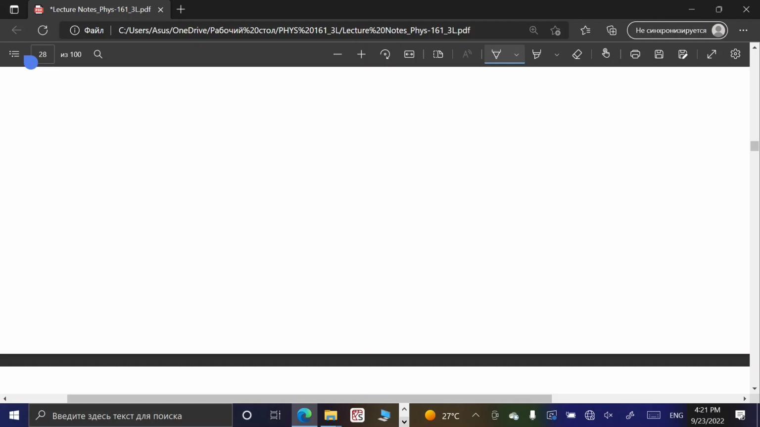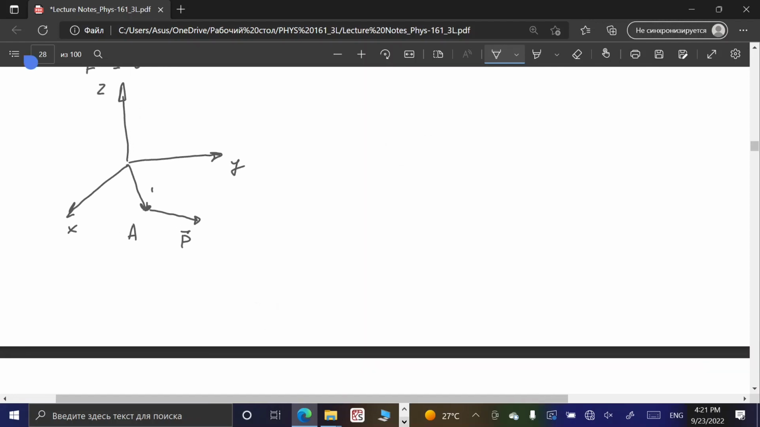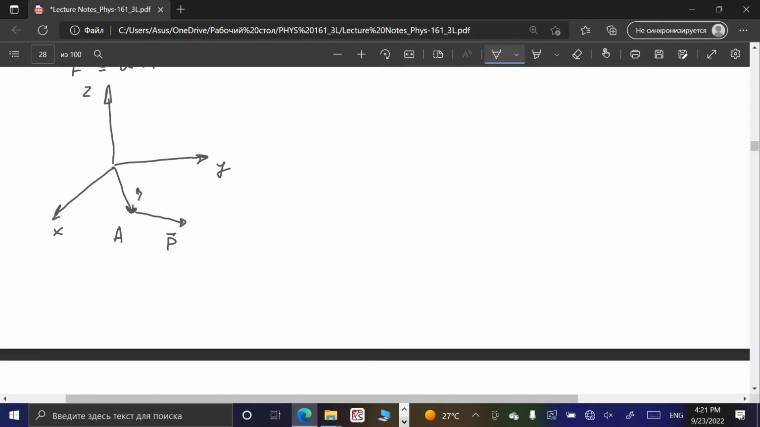Now, for introducing this angular momentum, let us consider a three-dimensional system of coordinates x, y, and z. Here will be some point A with linear momentum vector P and position vector R.